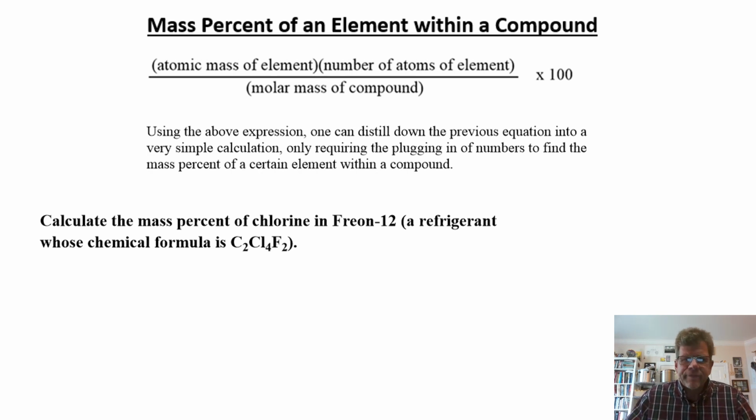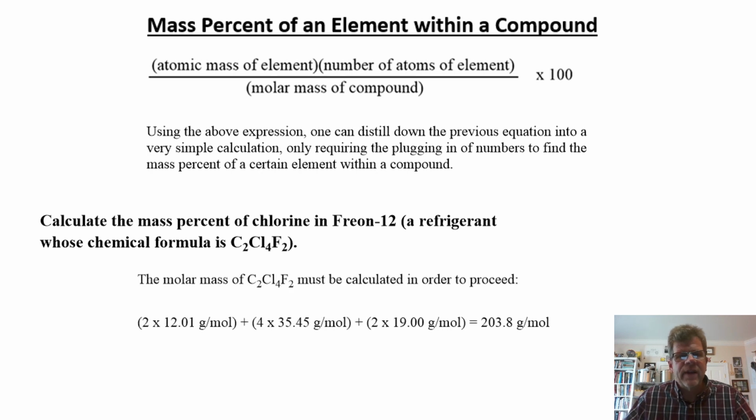So here we are. Calculate the mass percent of chlorine in Freon 12, which is a refrigerant, and notice they give us the chemical formula. That's going to be important because we need to be calculating the molar mass of that formula as well. So notice in this example problem it says mass percent. What is the mass percent? That is a key that tells you that you're going to be using the mass percent equation that we see here.